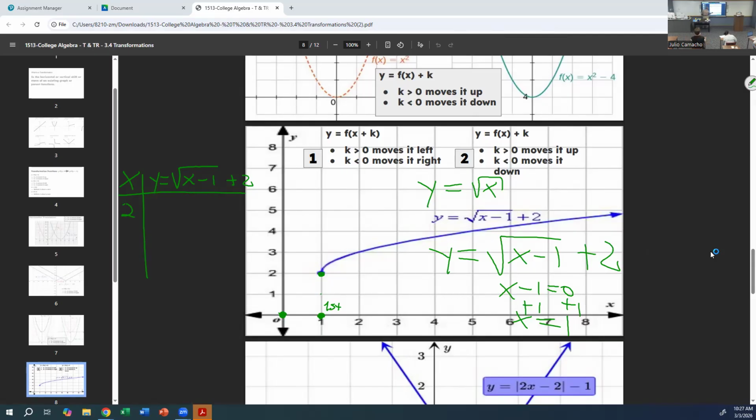No, because 2 is the next number after the vertex. So y is equal to the square root of 2 minus 1, plus 2. 2 minus 1 is 1, the square root of 1 is 1, plus 2. That will be 3 as an answer.